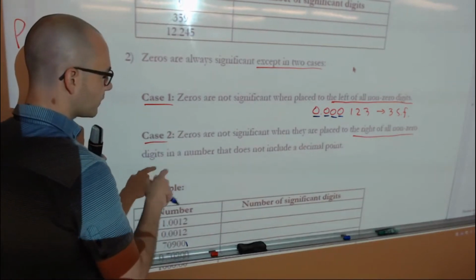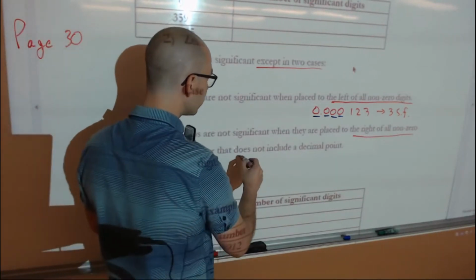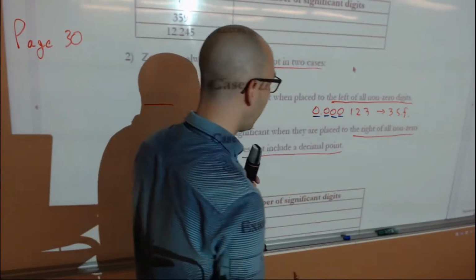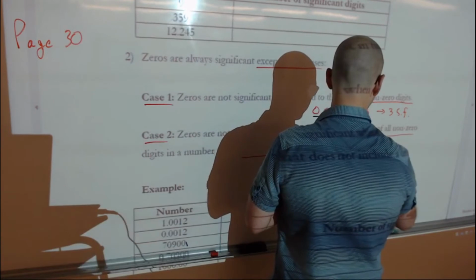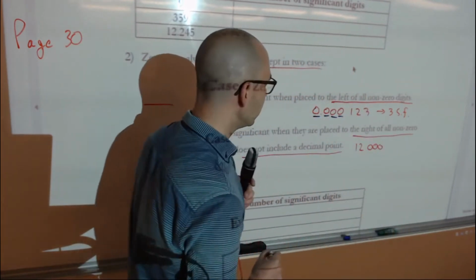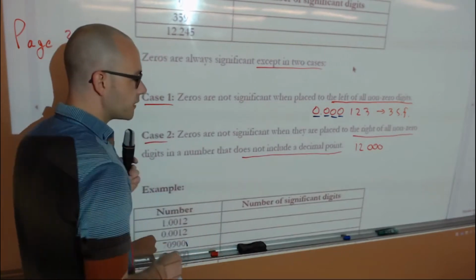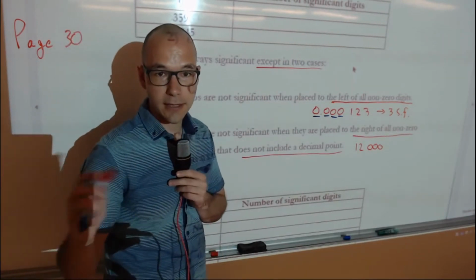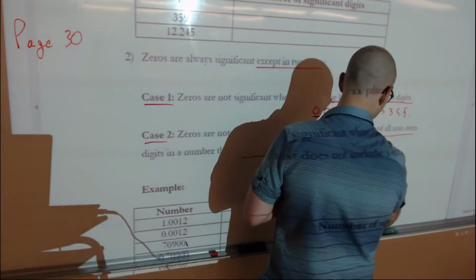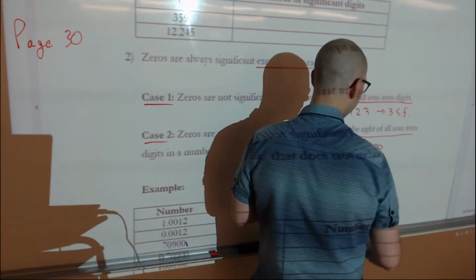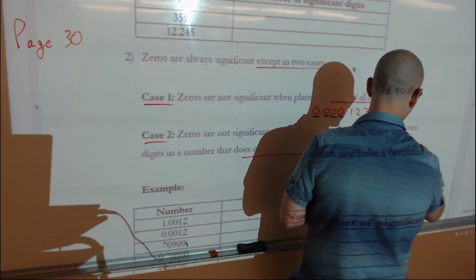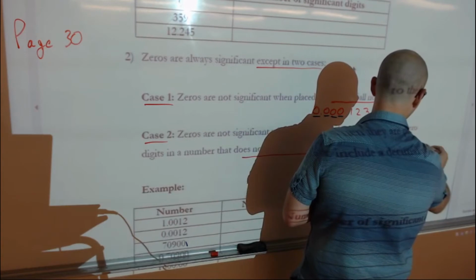Case number 2, when you have zeros that are placed to the right of all non-zero digits in a number that does not include a decimal point. So a number like 12,000. 12,000 does not include a decimal point, so that means that it's case number 2, and has zeros to the right. So those zeros to the right are not significant, and it means that 12,000 has 2 sig figs.